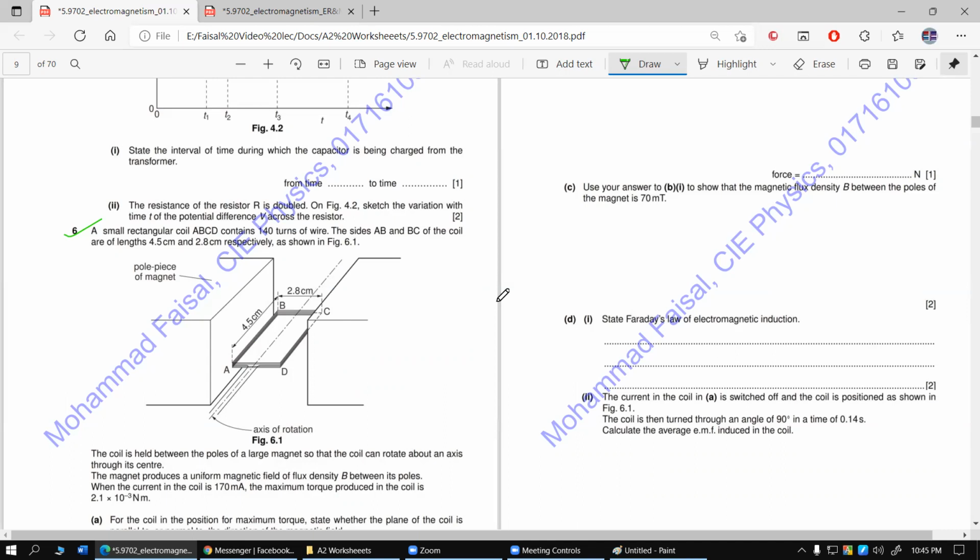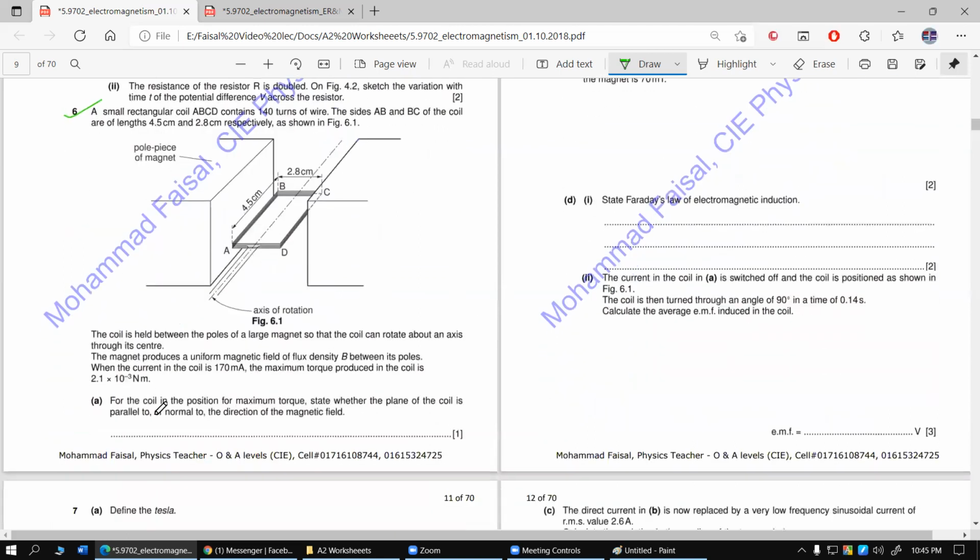Now if we give rotation from outside, then it becomes a generator; if we start flowing current inside the coil, then it becomes a motor. So let's see what happens. The magnet produces a uniform magnetic field of flux density B between its poles. When the current in the coil is 170 milliampere, the maximum torque produced in the coil is 2.1 × 10⁻³ Newton meter. Currently, this thing is working as a motor because we are feeding current, we are getting torque. For the coil in the position of maximum torque, state whether the plane of the coil is parallel to or normal to the direction of the magnetic field.